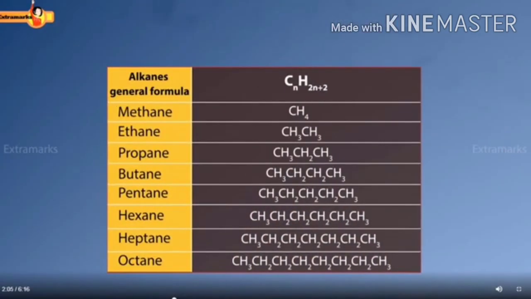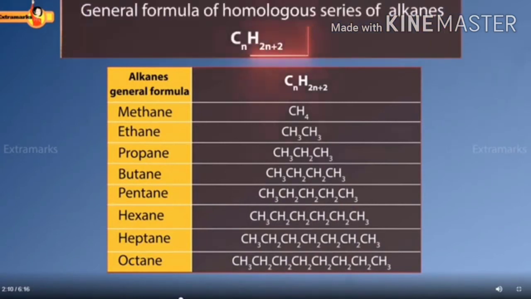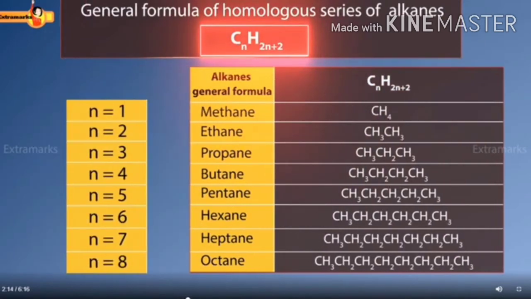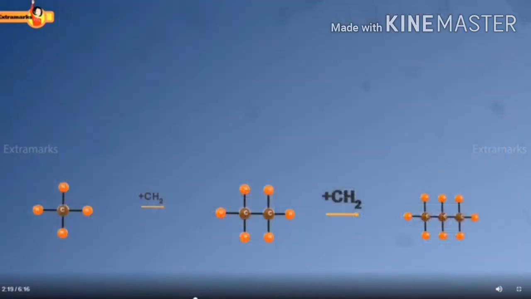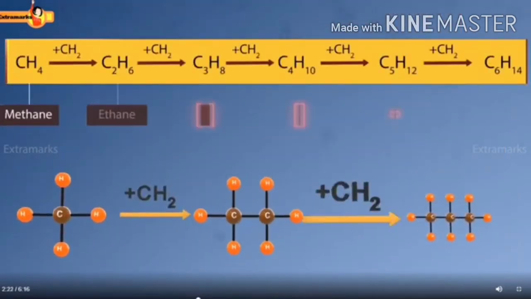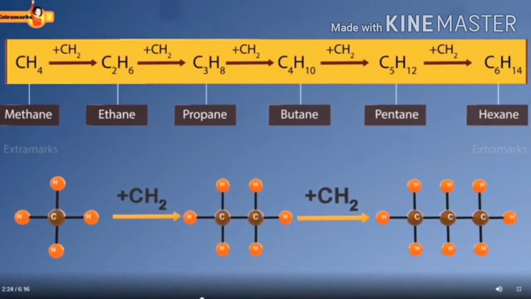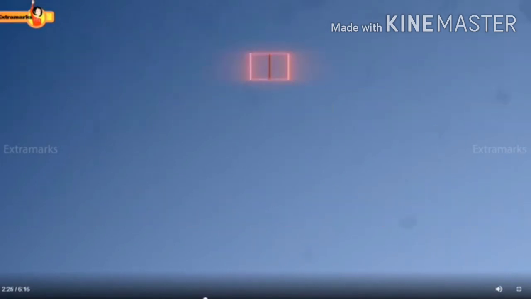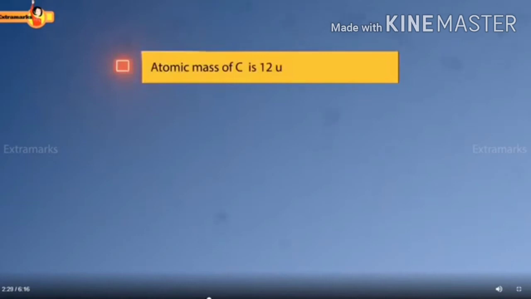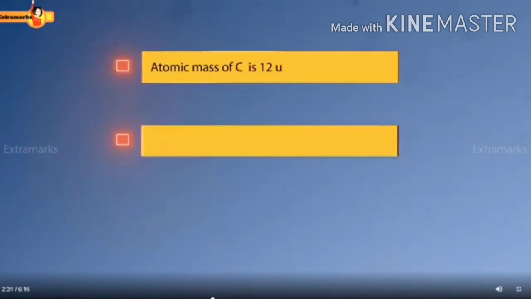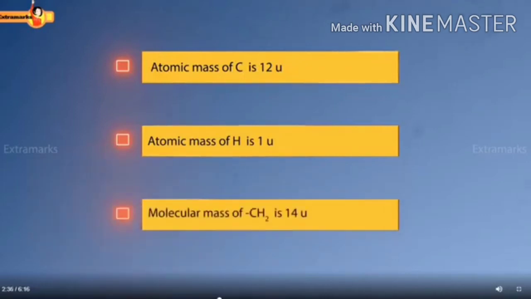All the members of the homologous series of alkanes can be represented by the general formula CnH2n+2. Here, n is the number of carbon atoms and can have values 1, 2, 3 and so on. Notice that the successive members of the homologous series differ by CH2 unit. The atomic mass of a carbon atom is 12 u and that of a hydrogen atom is 1 u. So, we can say that the successive members of a homologous series differ by 14 u.